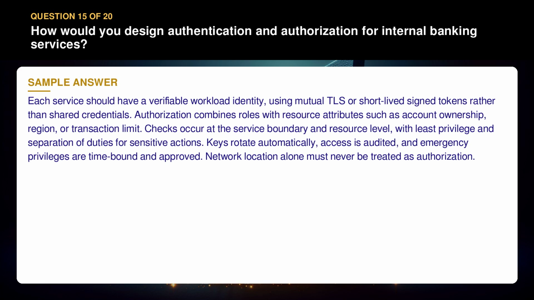Each service should have a verifiable workload identity, using mutual TLS or short-lived signed tokens rather than shared credentials. Authorization combines roles with resource attributes such as account ownership, region, or transaction limit. Checks occur at the service boundary and resource level, with least privilege and separation of duties for sensitive actions. Keys rotate automatically, access is audited, and emergency privileges are time-bound and approved.